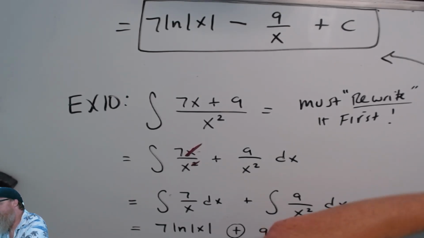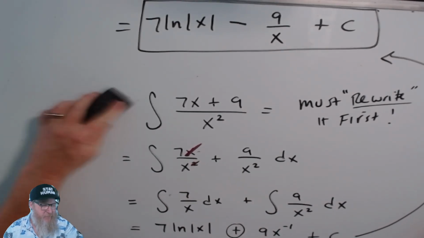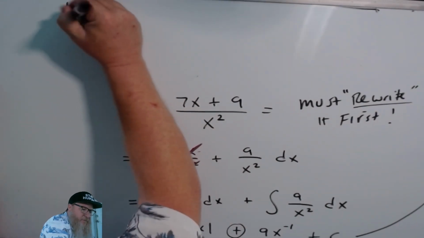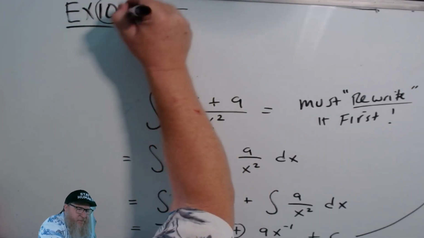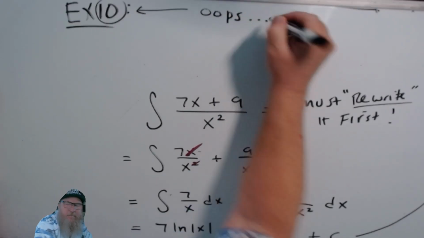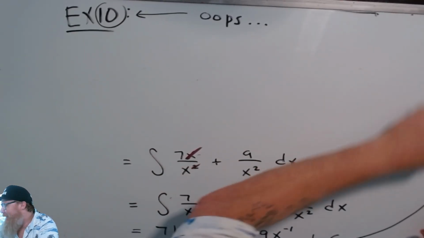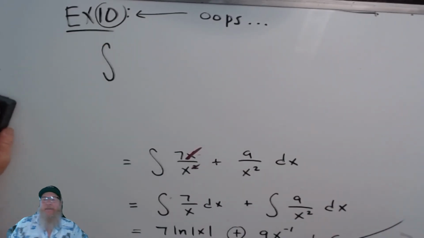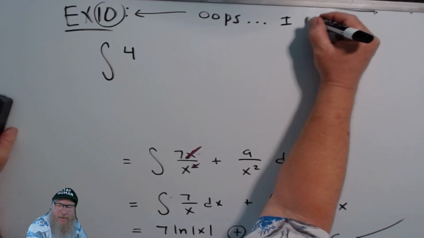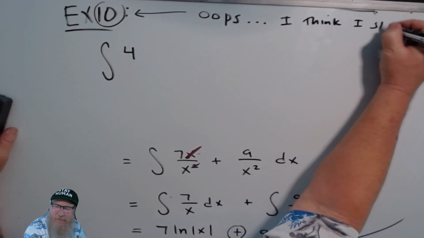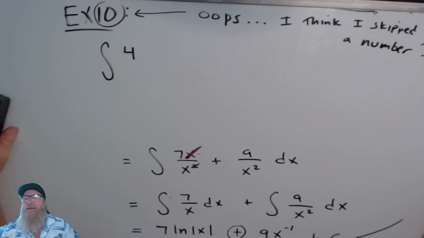Huh. My numbering is off. It's all right, whatever. I don't know. I either skipped a previous number or I did 10 twice, but either way, I want to get back on track. So I think I skipped a number. Does it really matter? I don't know.